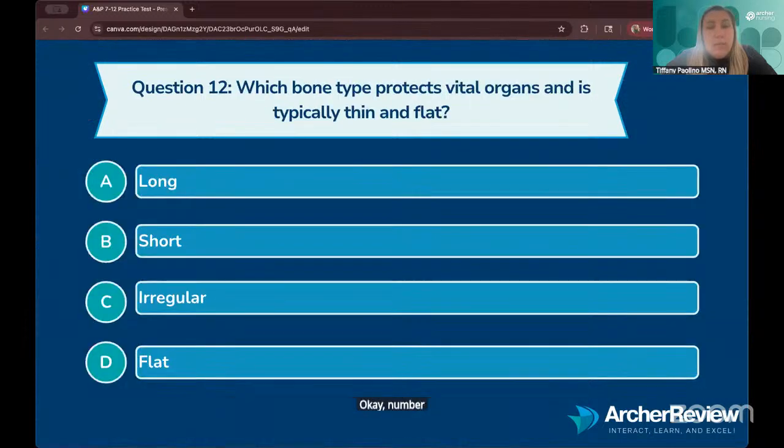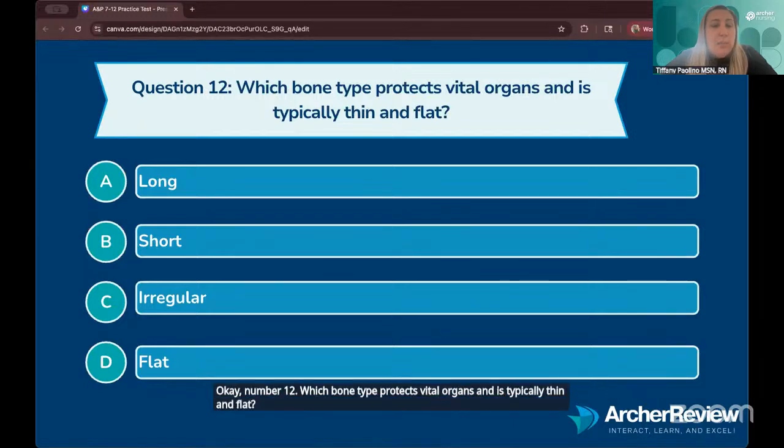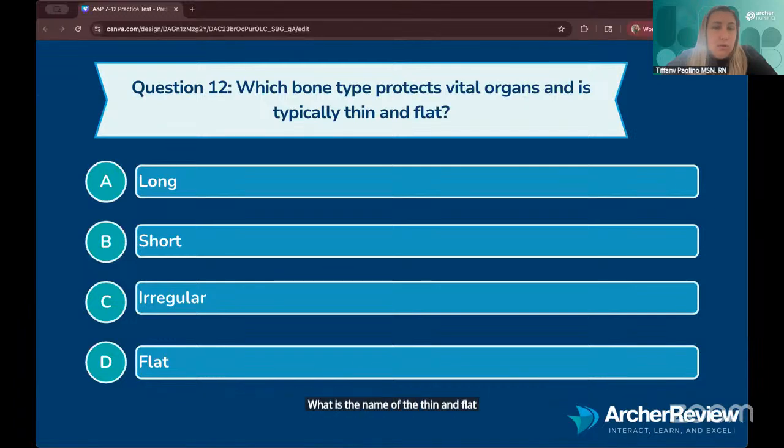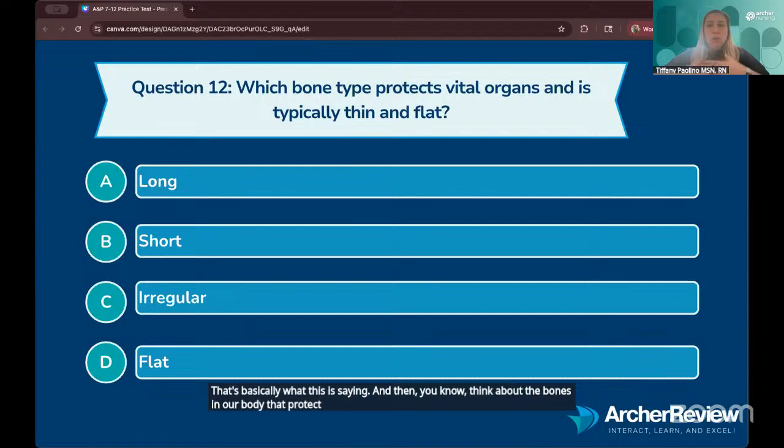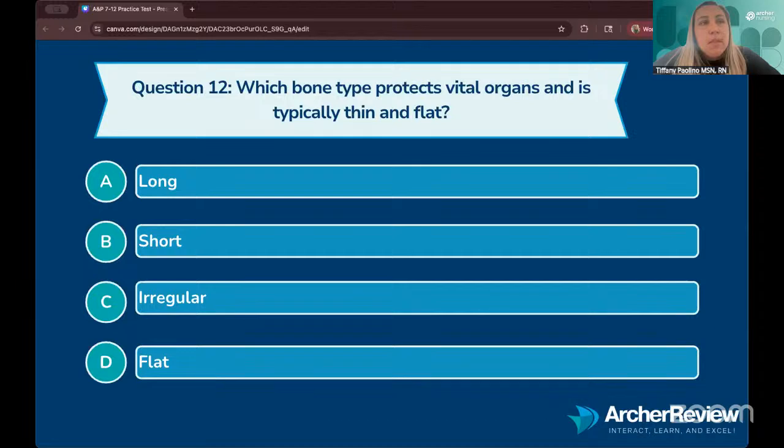Okay, number 12. Which bone type protects vital organs and is typically thin and flat? What is the name of the thin and flat bone? That's basically what this is saying. And then, think about the bones in our body that protect vital organs. Our vital organs are in our torso, right? So what are those bones like? Are they long, short, irregular, or flat? What do we think?